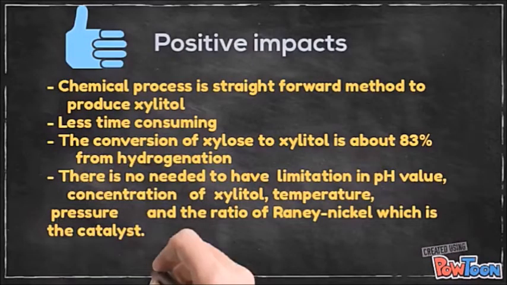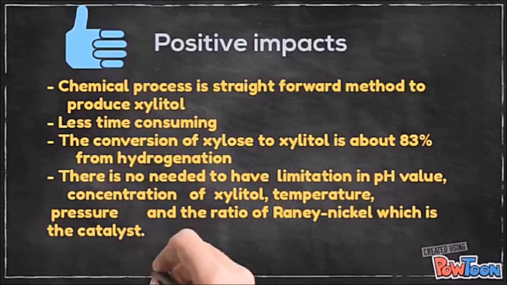Next, the conversion of xylulose to xylitol is about 83% from hydrogenation. There is no need to have limitation in pH value, concentration of xylitol, temperature, pressure, and the ratio of Raney nickel. Raney nickel here is the catalyst. Even when the pH value, the concentration, temperature, pressure, and the catalyst exceed, the conversion is not affected at all. It still goes until 83% conversion.